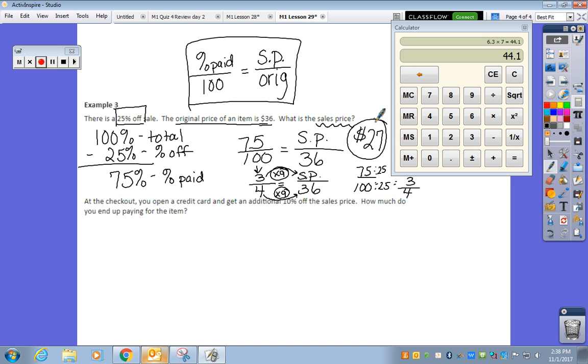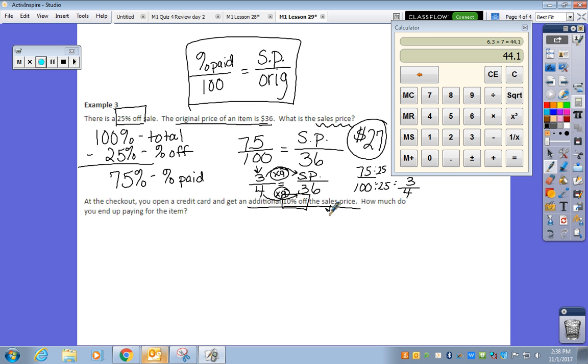Okay, again, same types of problems as we've seen previously in this lesson. Now is one where it's going to step it up just a little bit. It says at the checkout, you open a credit card and get an additional 10% off the sales price. How much do you end up paying for the item? So this one gets to be just a little bit trickier because what we're going to need to do is take 10% off of the sales price that we have from here.